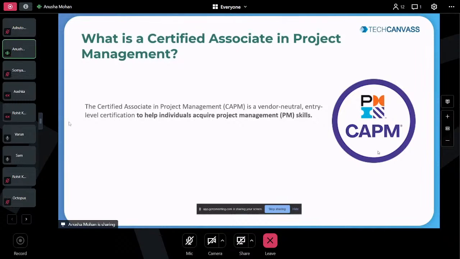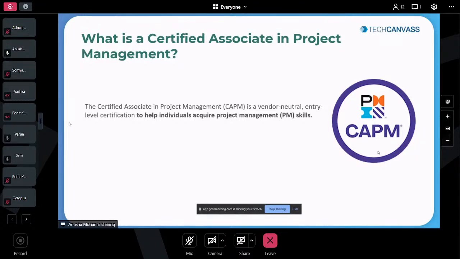The CAPM exam is intended to demonstrate candidates' understanding of the fundamental knowledge, terminology, and processes of effective project management. Guys, as I said, CAPM is the exam if you want to begin your career as a project manager. Regardless of your career stage, the CAPM exam is an asset that will distinguish you in the job market, and it is going to enhance your credibility and effectiveness working on or with the project team.